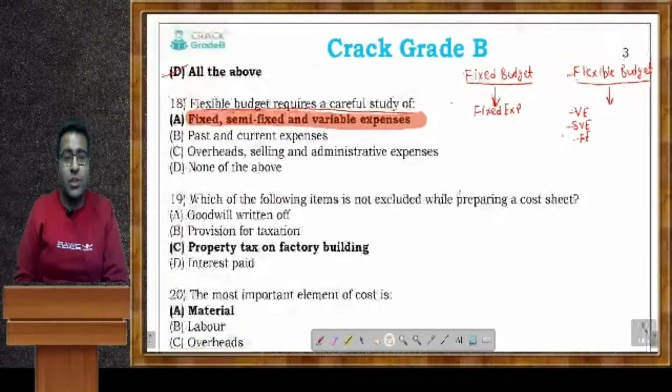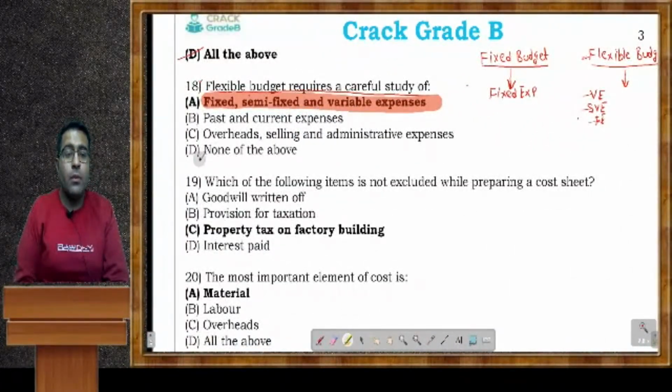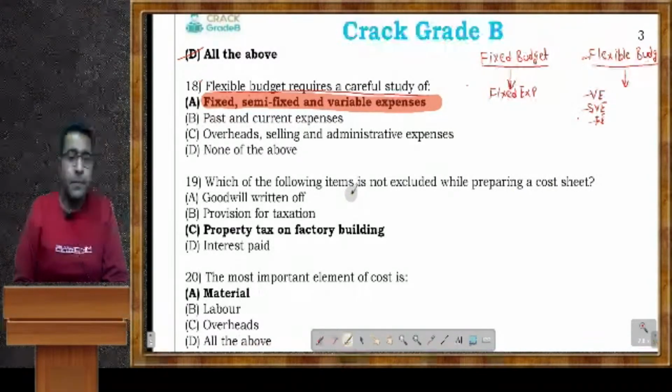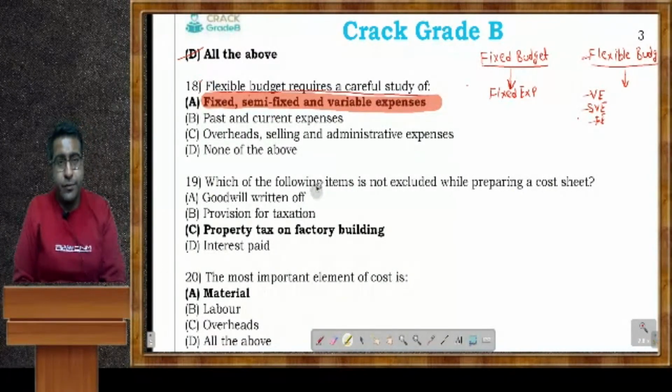Now in this question, which of the following items is not excluded while preparing a cost sheet? Goodwill write-off is a purely financial nature item, so it is excluded. Provision for tax is again related to financial accounting, so it is not included in the cost sheet. Interest paid is again a financial nature item.